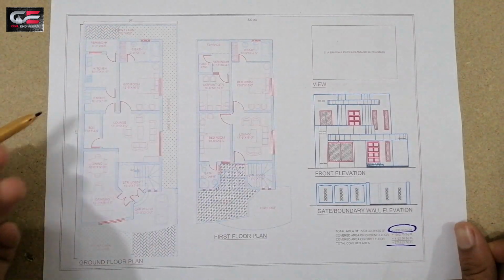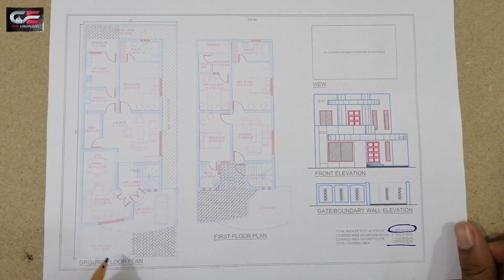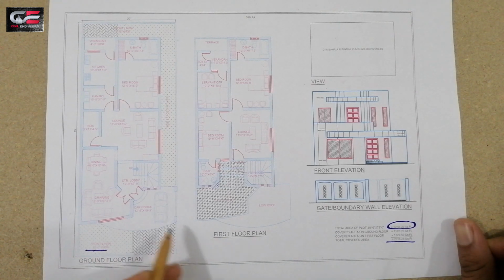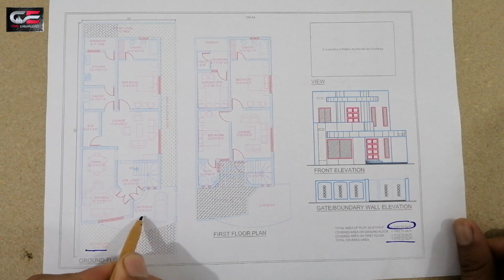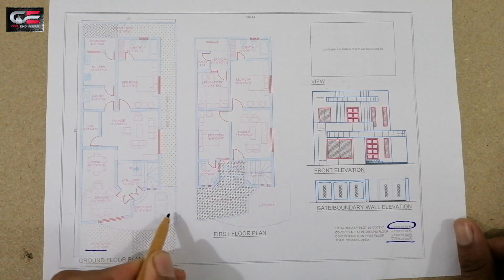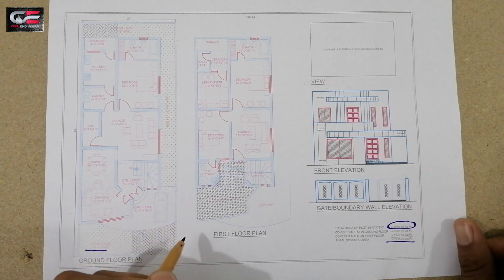The size is 25 by 75 feet. You can see guys, this is the lawn, which is 10 feet wide. Here you can see this is the car porch, which is 12 feet 9 inches by 10 feet 3 inches. Its length is 12 feet 9 inches and its width is 10 feet 3 inches.